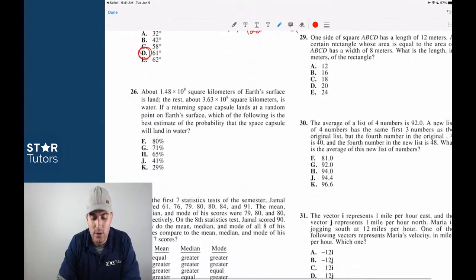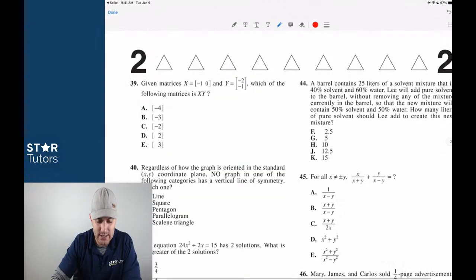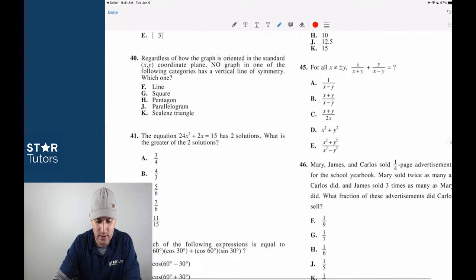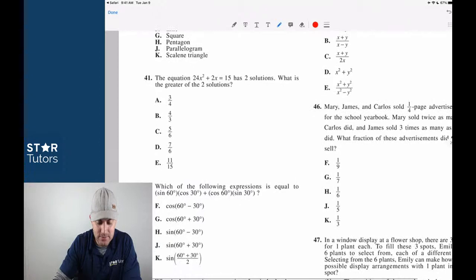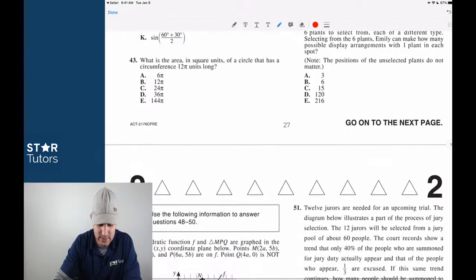Does that all make sense, guys? And again, we can continue to do this all the way through the test. There are easy questions all the way through. We just have to be looking out for those. Let's see if we can find another one. Let's see if we can find one that's at the end.